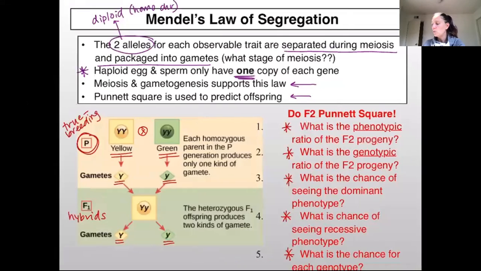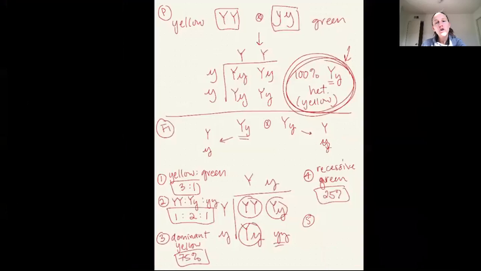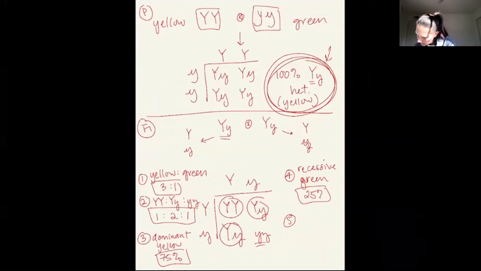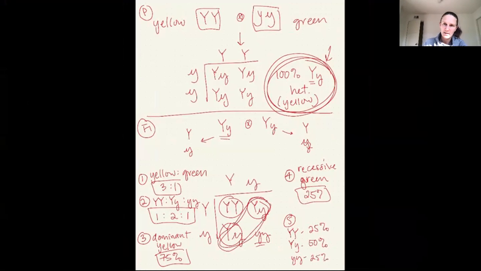And then the last question, what is the chance for each genotype? Okay, remember genotypes refers to the letters. So the chance that you're going to see a homozygous dominant, meaning big Y, would be 25%. What is the chance that you'd be heterozygous? Would be 50%, right? Because you have 2. And what is the chance of being little y would be 25%.